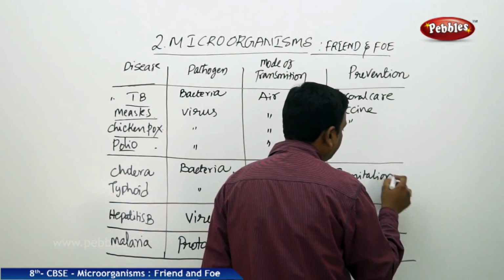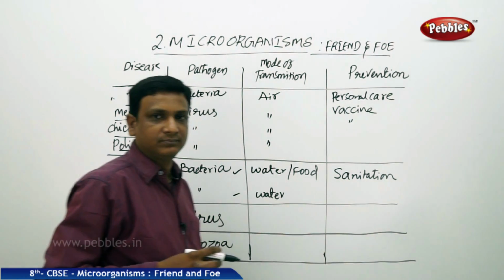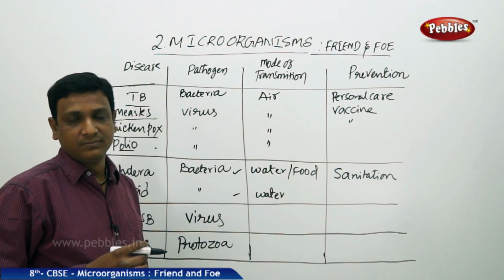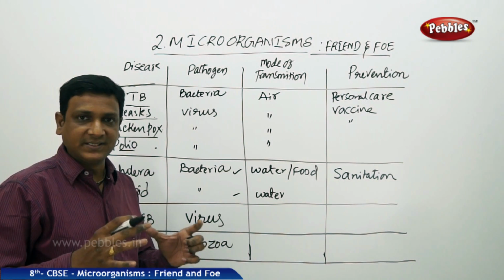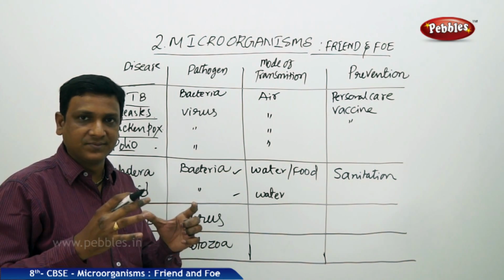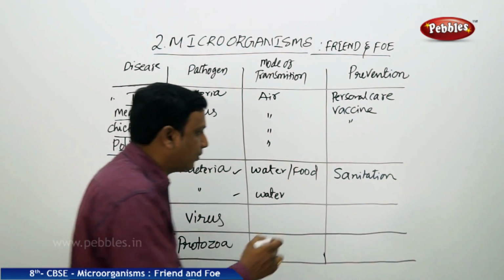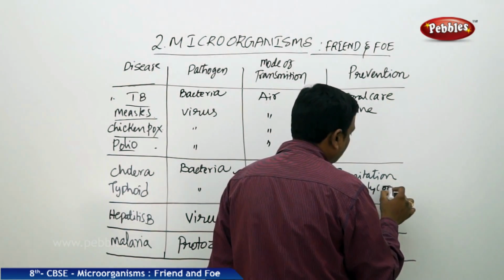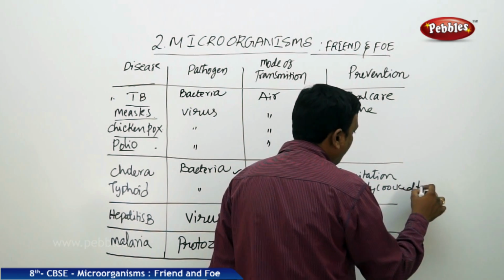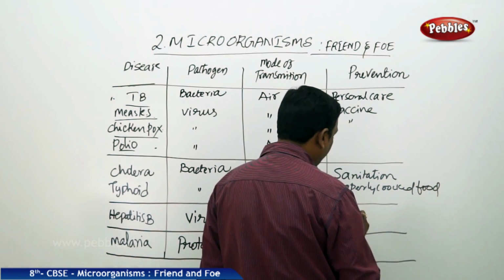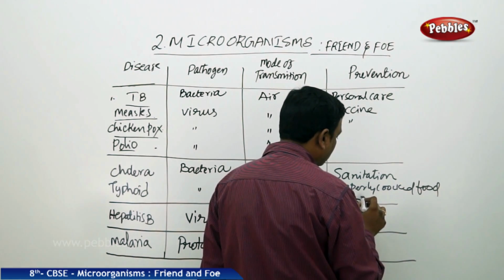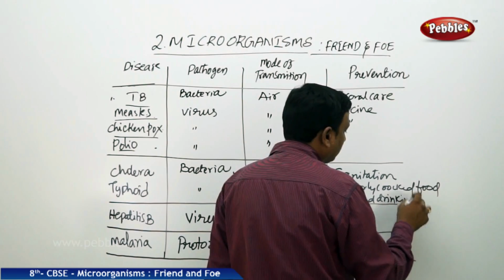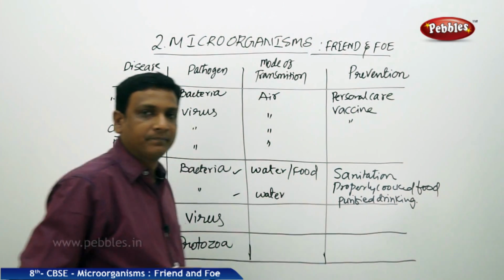Sanitation, proper sanitation, drinking boiled water, properly cooked food. The food should be properly cooked at certain temperature to kill any microorganisms that are there in the food. Properly cooked food and purified drinking water. Purified drinking water or boiled drinking water.